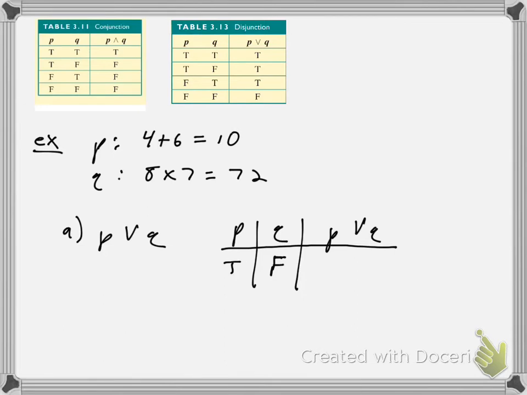So is it true that 4 plus 6, now if I wanted to say this in English, it would be 4 plus 6 equals 10, or 8 times 7 equals 72. Well, is that overall statement a true statement? Yes, it is a true statement because 4 plus 6 equals 10. Because remember, with an or, only one of the statements has to be true, or both. Okay, so this is true. So that's my answer, true, for that one.